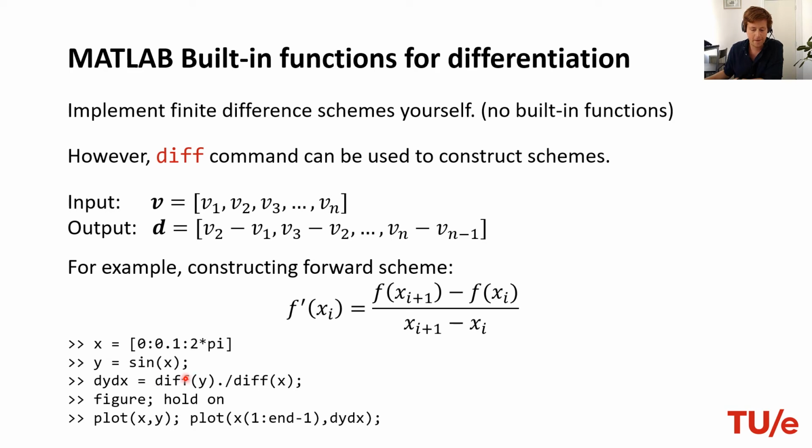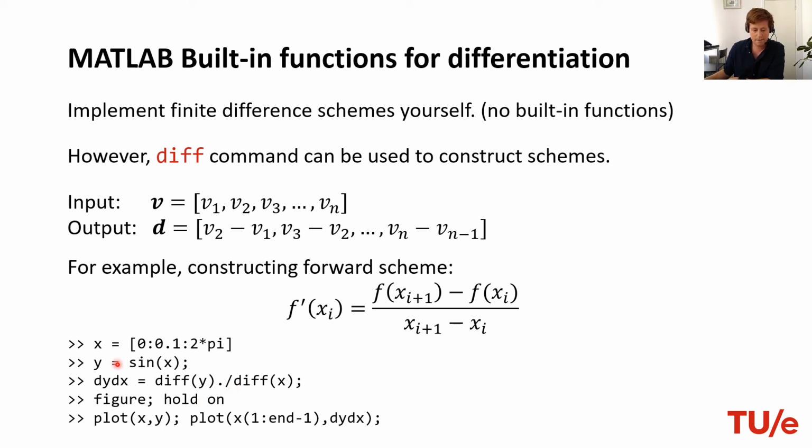So by using diff on y, on my function values, this will automatically construct a vector which has the differences between adjacent entries within my vector. And I can do the same thing with x. So in this way, I directly implement this formula here and assign it to this variable dy dx. Also note that this output vector has one less element, because you cannot subtract from vn the value of vn plus 1, because vn plus 1 does not exist, obviously.